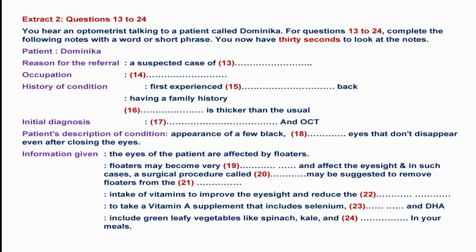Getting a new floater or the appearance of light flashes are the signs that the vitreous gel is pulling on the retina that can lead to a retinal detachment, a serious condition that can be treated with a surgery. Can anything be done about the floaters in the eye? Rarely, floaters may become very dense and plentiful and affect the eyesight. In such cases, a surgical procedure called vitrectomy may be suggested to remove floaters from the vitreous. A vitrectomy is performed to remove the vitreous gel along with the floating debris from the eye.